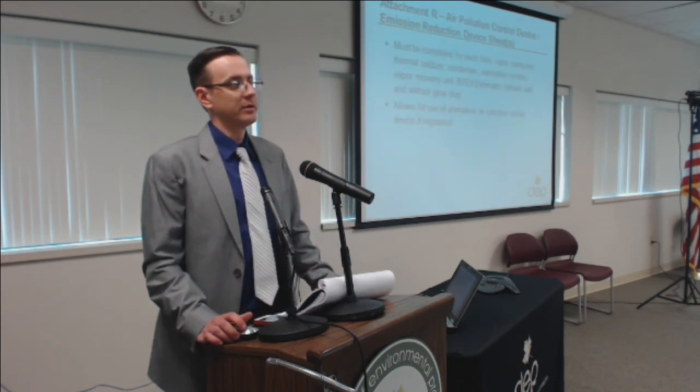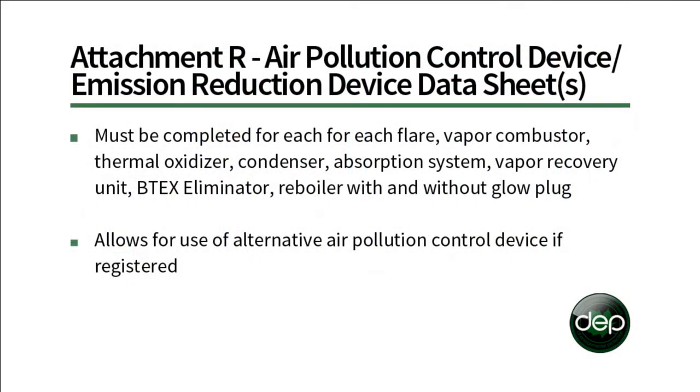Now I'm going to talk about air pollution control devices or emission reduction devices that would be associated with your operation. It could apply to storage vessels, it could apply to truck loading. So you need to complete this form for any flare, vapor combustor, thermal oxidizer, condenser, absorption system, vapor recovery unit, mist eliminator, or reboiler that you may have at your facility.